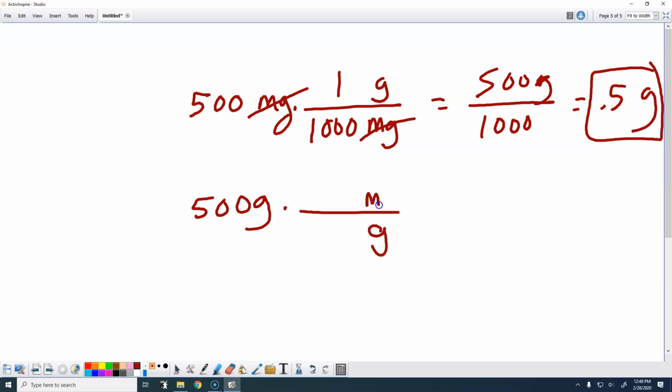Grams and milligrams go on the top, and 1 gram is 1,000. The grams cancel. 500 times 1,000 is 500,000. So you guys see how that works? You have to think about, what do I want to get rid of? That goes in the bottom. What do I want to have? That goes in the top. And then you have your conversion factor, which is 1 to 1,000. That's dimensional analysis, I think is what they call it in chemistry.